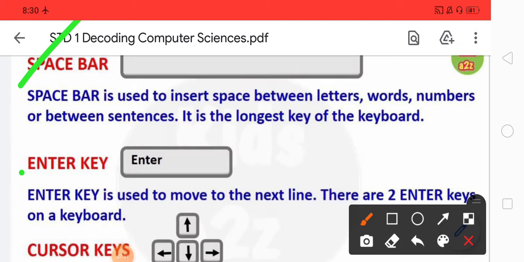And enter, we already learned about the enter key. The enter key is used to move to the next line. There are two enter keys on the keyboard.